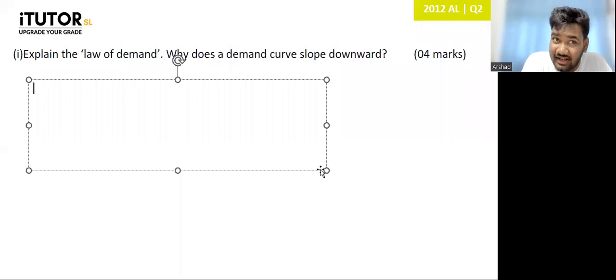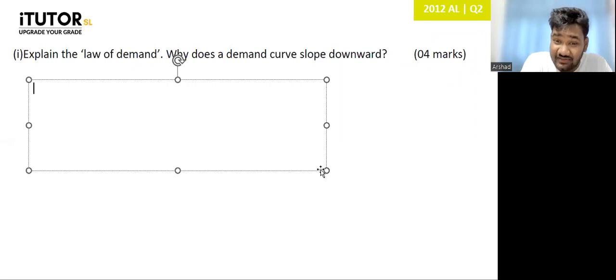So what do you say? Law of demand is the negative relationship between price and QD. Don't stop there. That's point number 1. So that you say, while all other factors affecting demand are held constant, but that you again add at a given point of time. That's a proper definition or explanation of what the law of demand is.